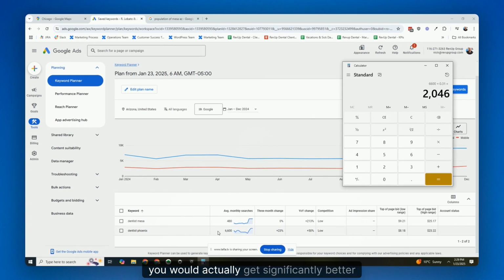So I think you would actually get significantly better results by targeting dentists in Phoenix instead of dentists in Mesa in terms of SEO optimization, which is counterintuitive. And it's not always like this for every city. It really depends on the suburb, and it really depends on how people in that area are searching. So let's take a look at another example where it might be different.